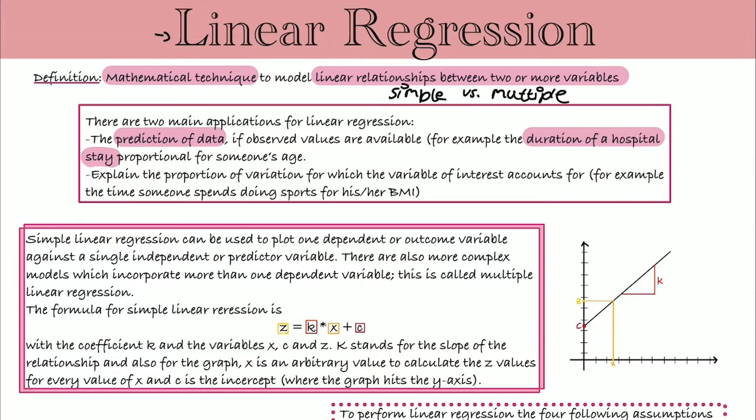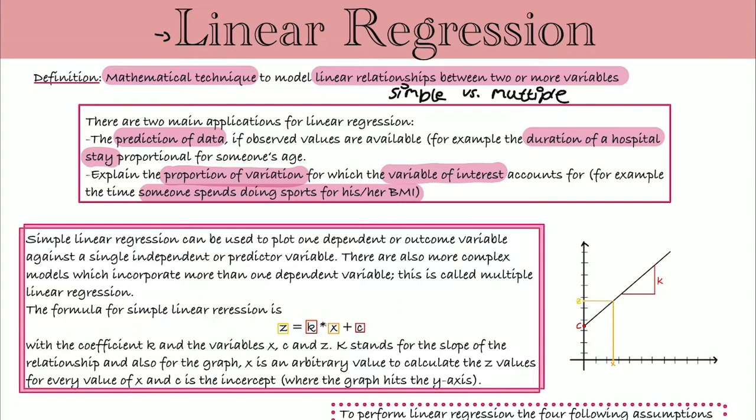The second application is to explain the proportion of variation that can be explained by the variable of interest. So, for example, if someone does a lot of sports, he or she will have a lower BMI on average than someone who doesn't do sports at all.